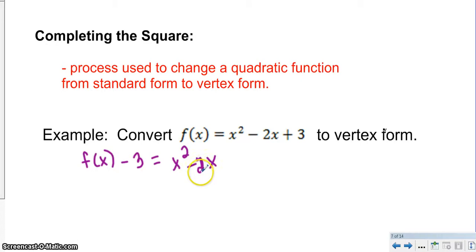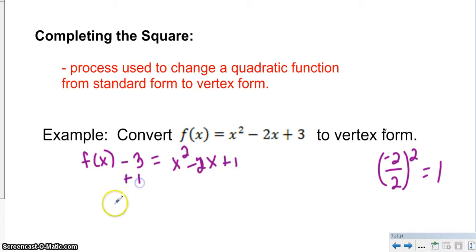Then we want to take b divided by 2 and square it. So this is your b, a negative 2, divided by 2, and then we square that answer. That gives us negative 1 squared, which is just a positive 1. That value is going to be added to both the left-hand side and the right-hand side.